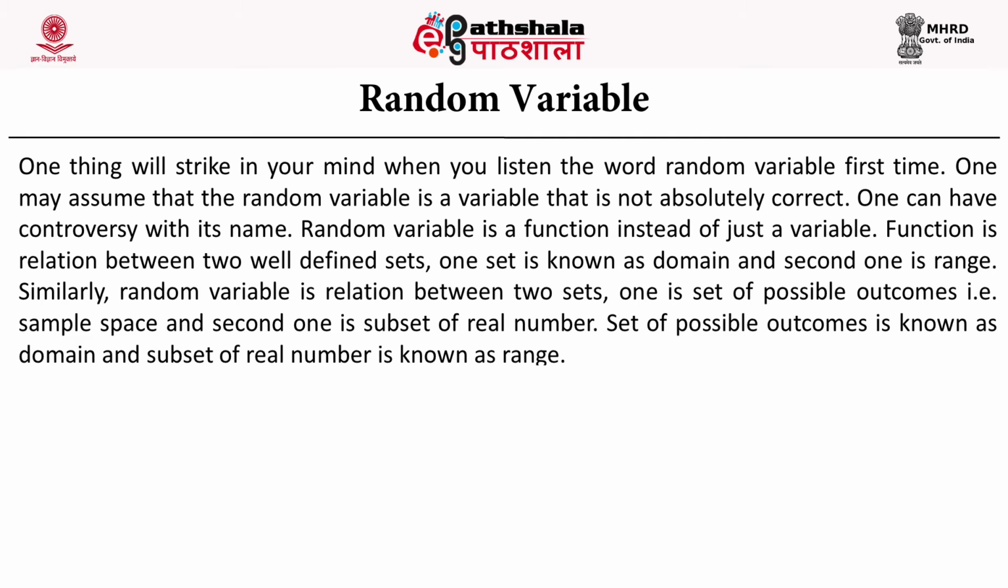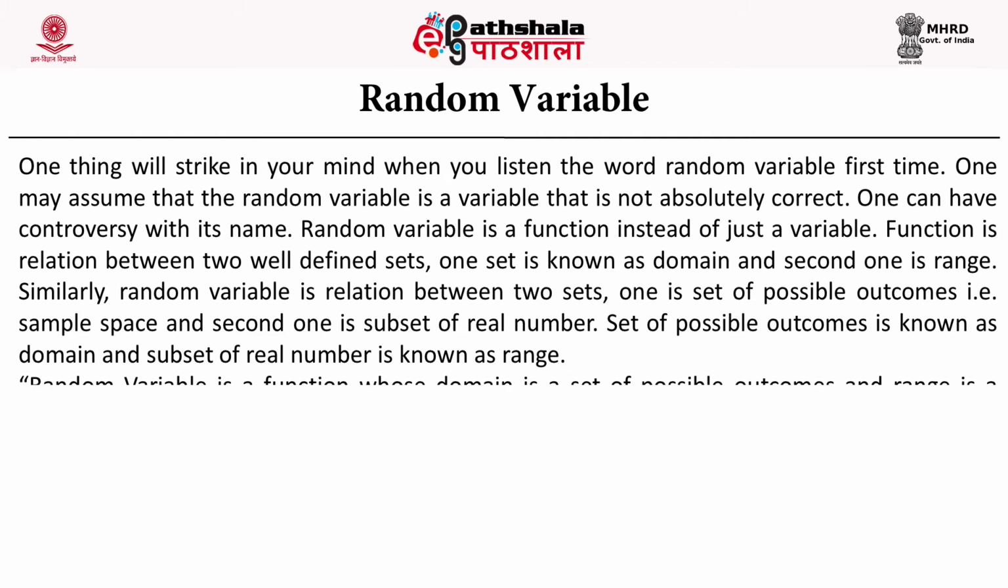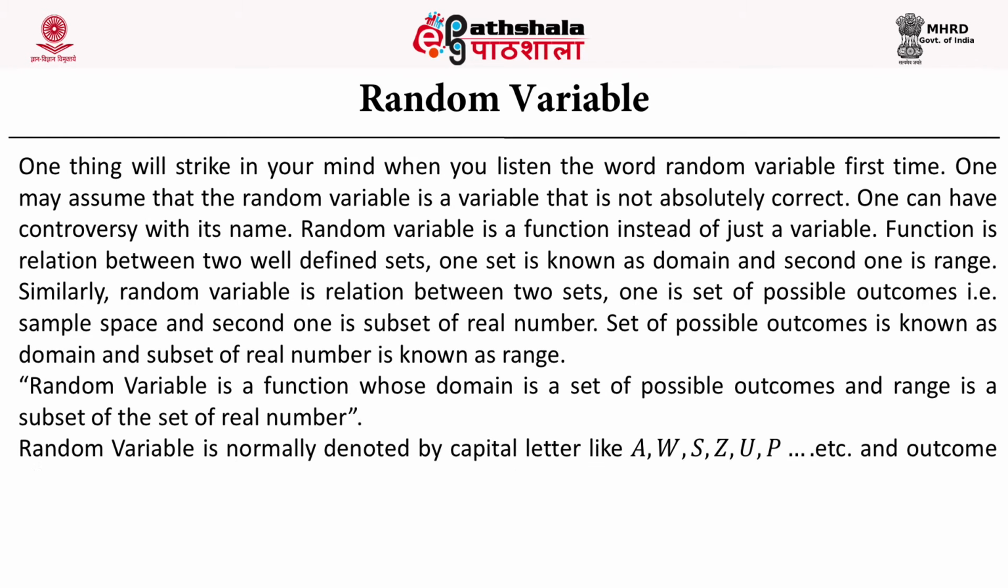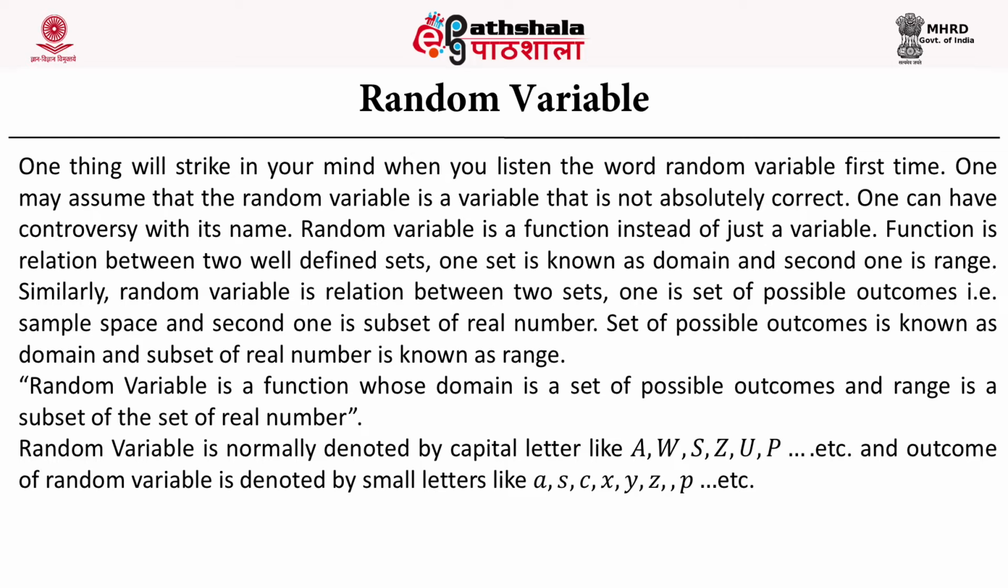Similarly, random variable is a relationship between two sets. One is the set of possible outcomes, that is the sample space, and the second one is a subset of real numbers. The set of possible outcomes is known as domain, and the subset of real numbers is known as range. Random variable is a function whose domain is a set of possible outcomes and range is a subset of the set of real numbers. Random variables are normally denoted by capital letters like A, W, S, Z, U and P, etc.